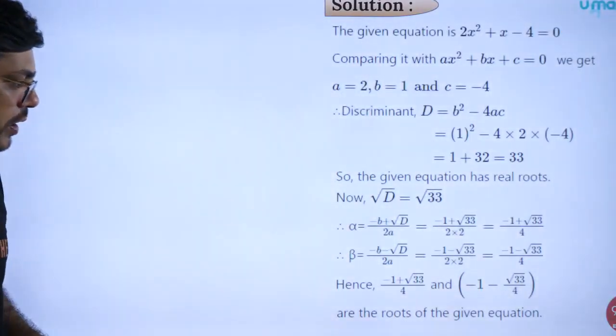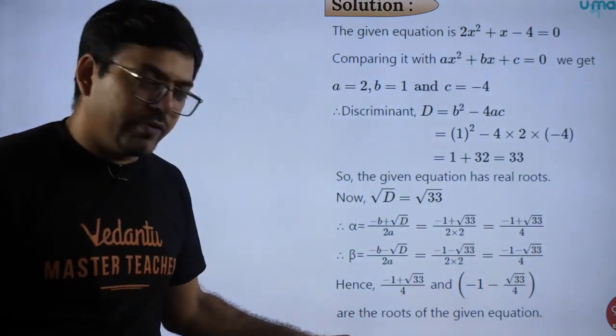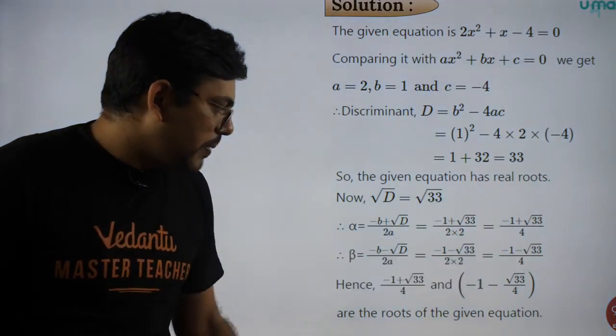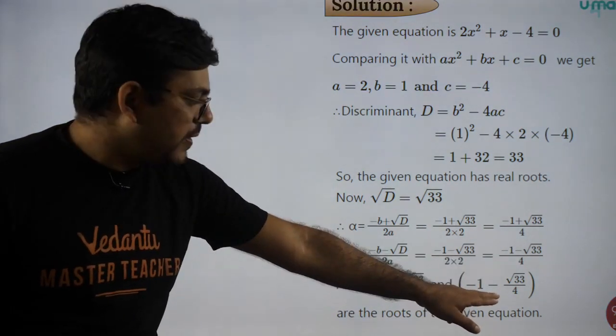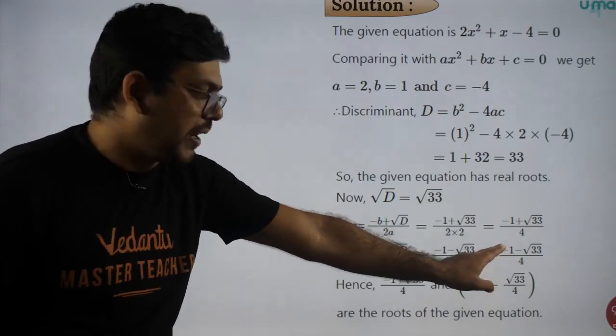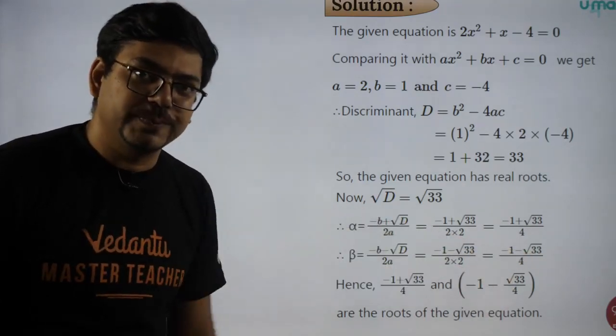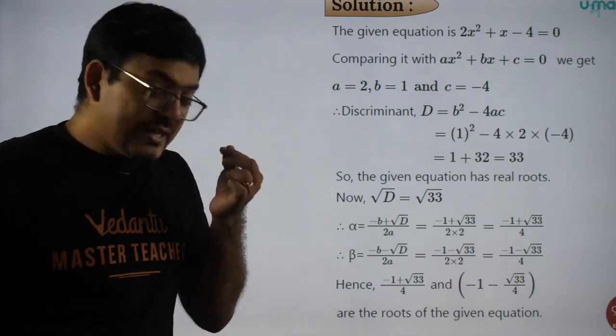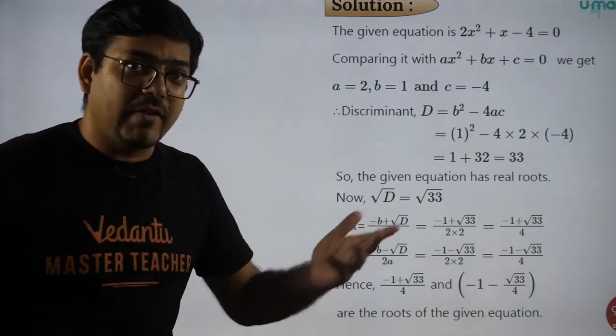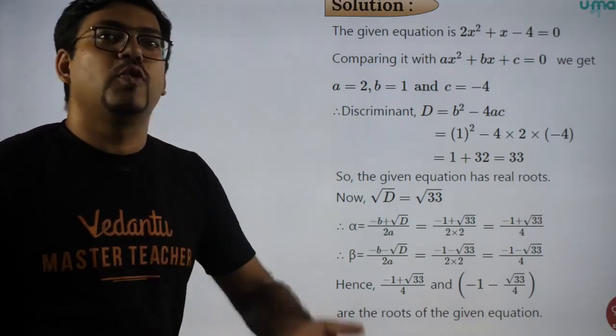So here we move on. So minus 1 plus root 33 by 4 and minus 1 minus root 33 by 4. Sorry, they have written it by mistake. It's completely divided by 4. Minus 1 minus root 33 whole divided by 4. Fine. So if we have understood everything till here, let's move on to the next question.